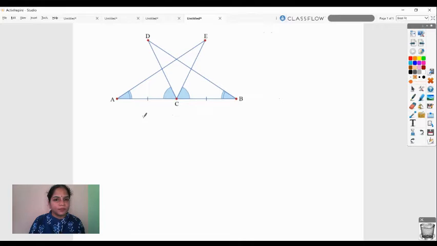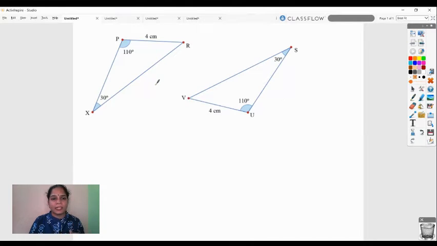So let's say this is a figure. Now clearly all the measurements are also given. So what have they given us? They have given us an angle, and one more angle. And yes, they have given us one more side as well. So surely it is an ASA postulate.